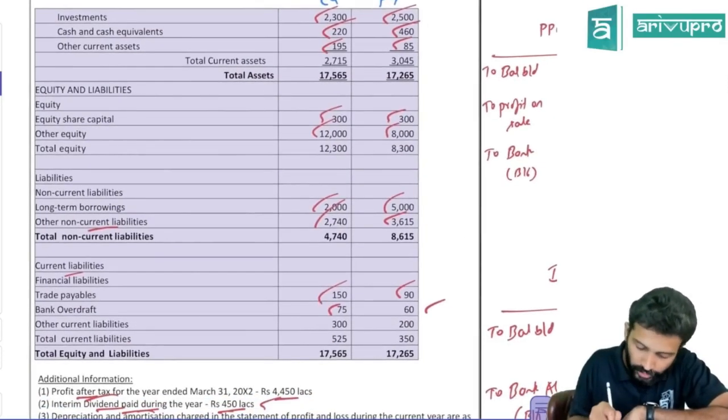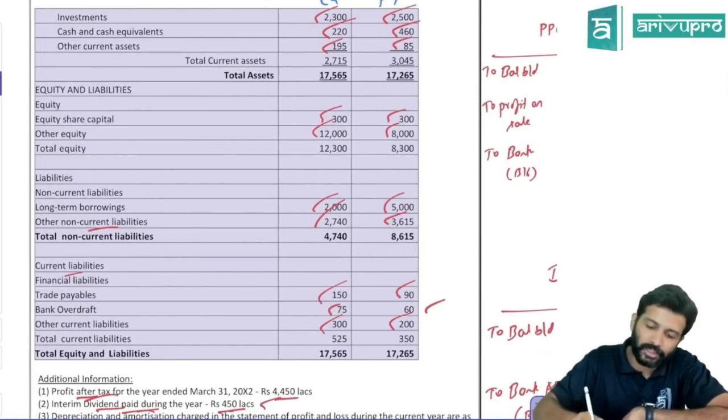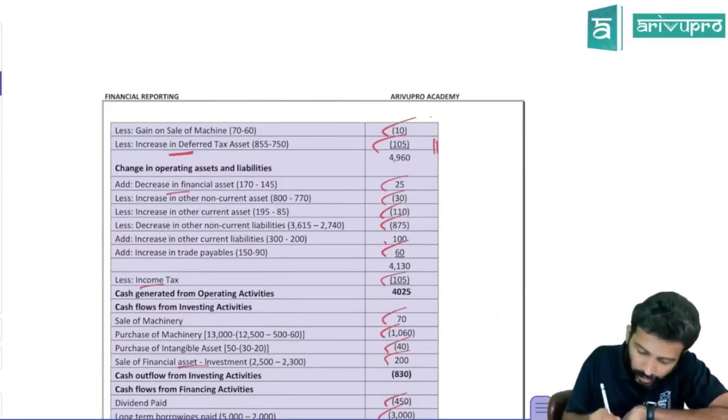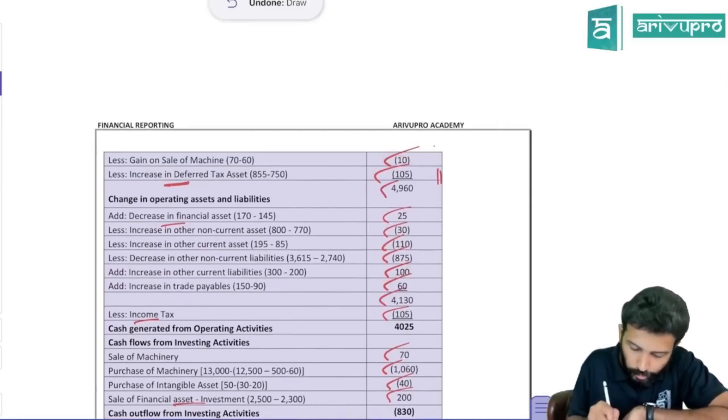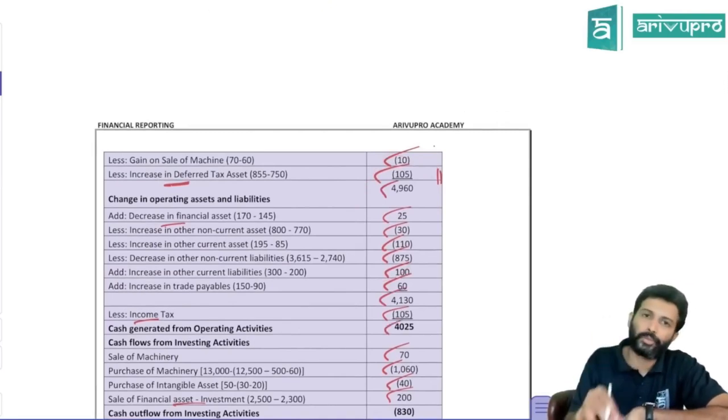Yes. Next, overdraft already captured. Other current liability 200 has become 300. So it has increased. Increase in current liability of 100 means plus. Plus 100, have they done? Yes. So all this they have done. This is your total. So basically our cash flow from operating activity is 4025.